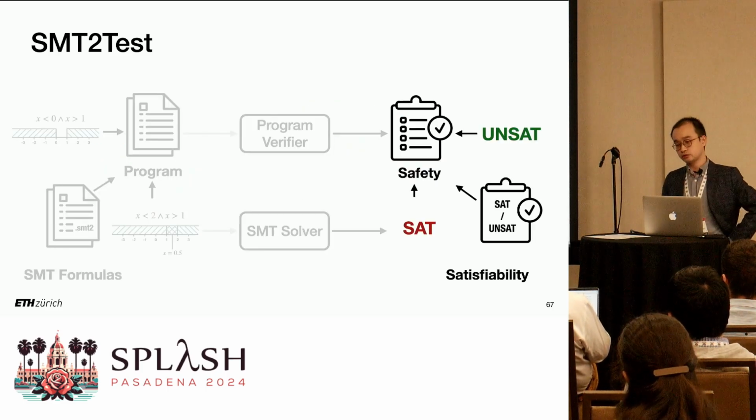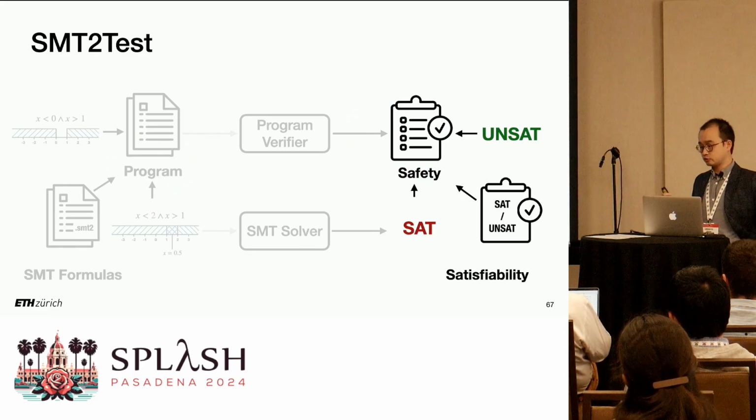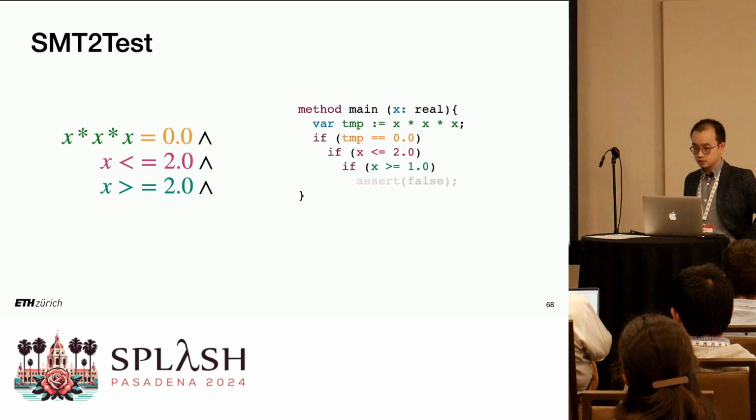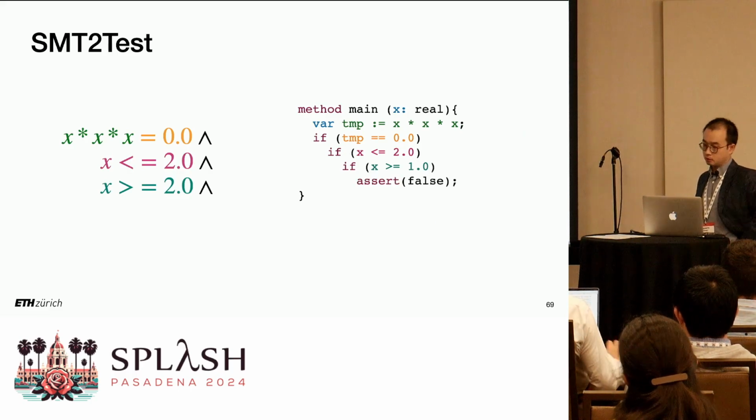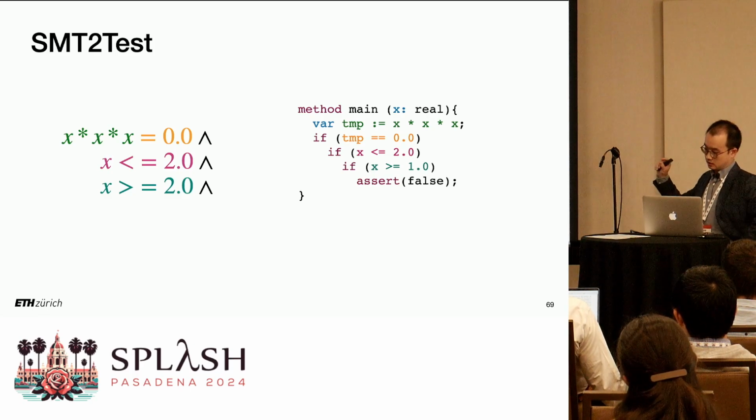Then the second question is how can we transform the satisfiability into safety? So this one is very simple. We just use reachability safety, that is, we put an assertion inside the program.